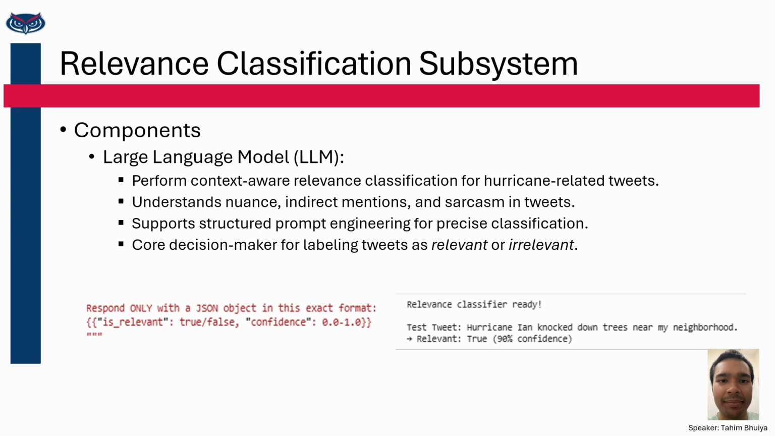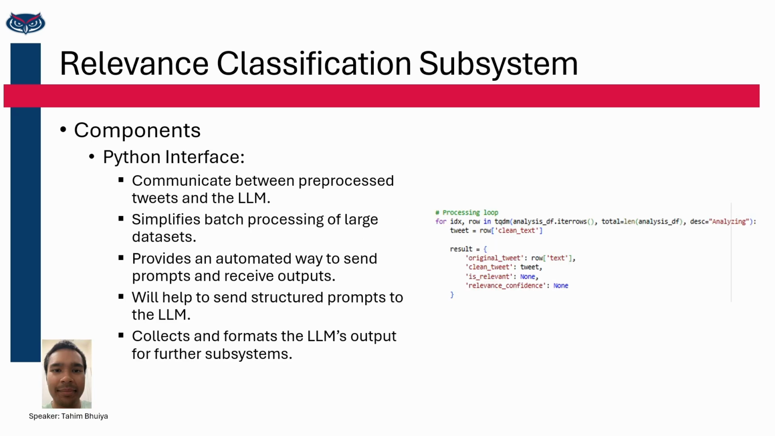Alright, so now taking a look at the Python interface, it will act as a bridge between our pre-processed tweets and the LLM. So it will handle the entire communication process essentially by sending the tweets in batches and receiving the model's outputs automatically. This interface also ensures that our structured prompts are delivered to the model consistently, and it even formats the model's responses so they can be passed cleanly into the next subsystem, as we can see on the snippet on the right from our demo. And then this will simplify large-scale processing and keep the entire relevance classification workflow efficient and automated.